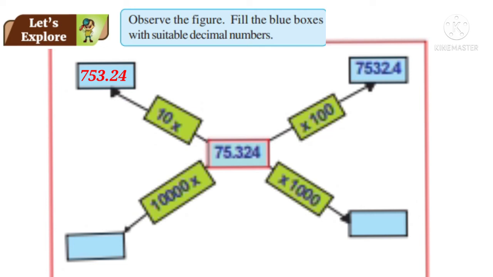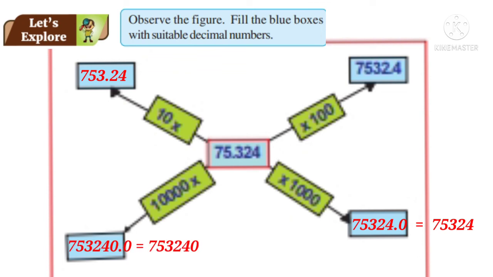7532.4. Next, the same decimal number when it is multiplied by 1000. Observe that there are three zeros in 1000. So the decimal point will shift to right side after three digits, that is 75,324.0, that is 75,324. When the same decimal number is multiplied with 10,000, observe that there are four zeros in 10,000. So the decimal point will shift to right side after four digits, that is 75 after 3, 2, 4.